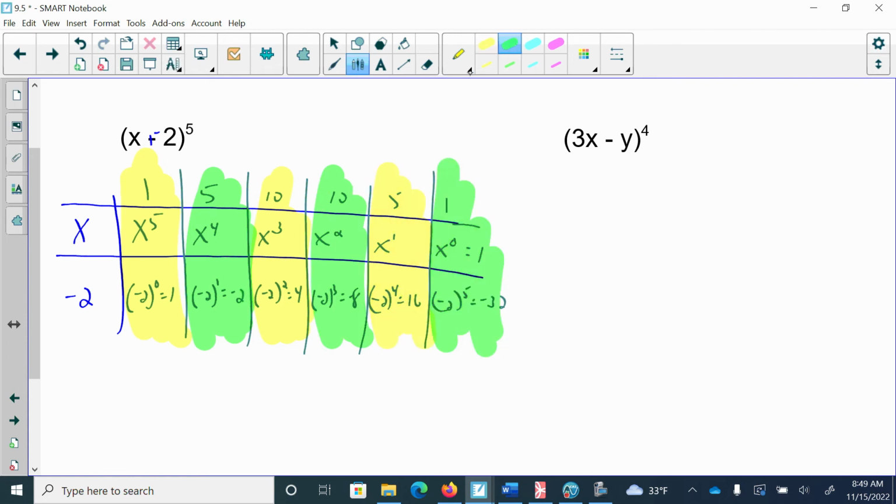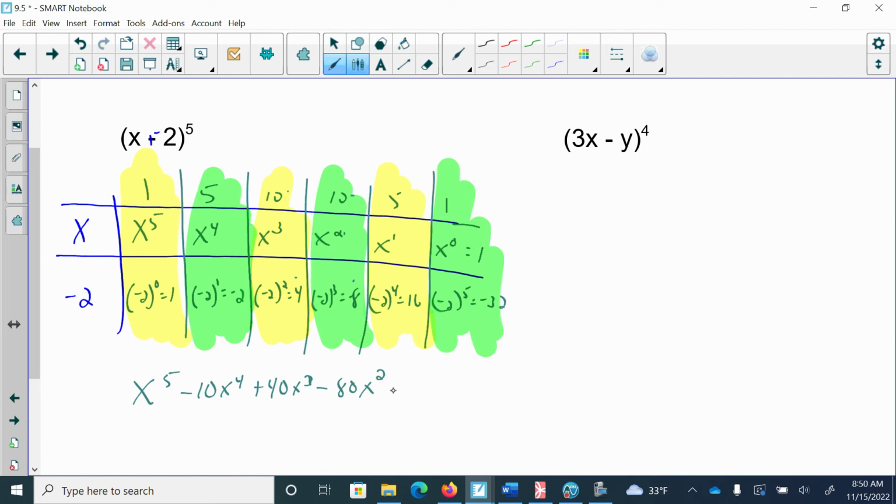So when I multiply, I am going to have 1 times x to the 5th times 1, so that's going to be x to the 5th, plus, and then we have 5 times x to the 4th times negative 2, so I'm going to change that plus to minus, because I'm going to take negative 2 times 5, which is negative 10x to the 4th. Now I'm going to multiply 10 times 4 and get 40, so this will be plus 40x to the 3rd. Then 10 times negative 8, so this will be negative 80x squared.